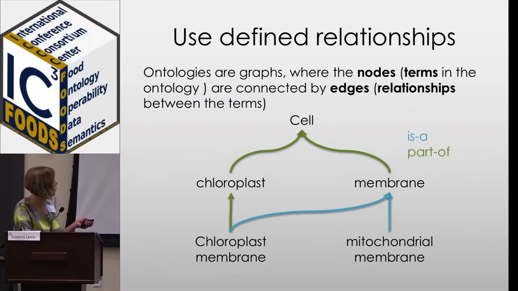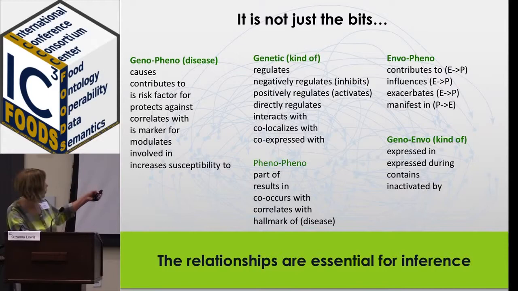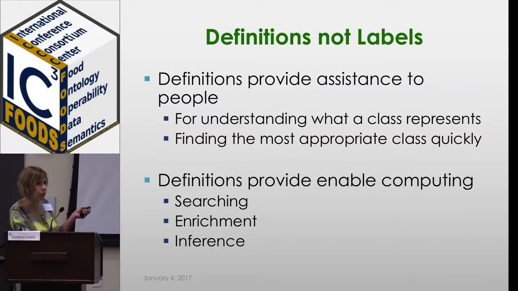And click. So here's some of the kinds of relationships that we have, some examples. Contributes to genotype-phenotype in disease, is a risk factor for, correlates with, marker for, all that kind of thing. You can go over these later, but I can't harp enough on how important the relationships are. Definitions: everybody gets hung up on how you name the classes, but please don't do that. It's all in the definition. For the computers, it's the computable, and then the readable.